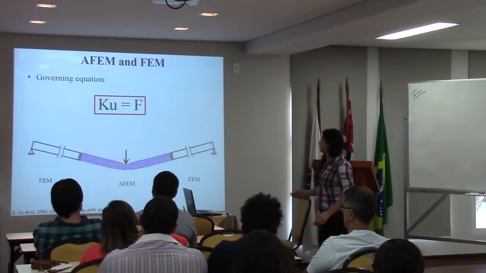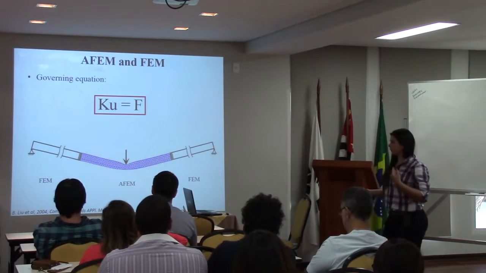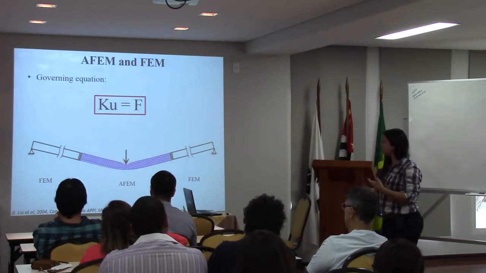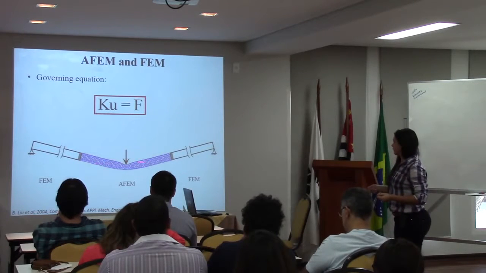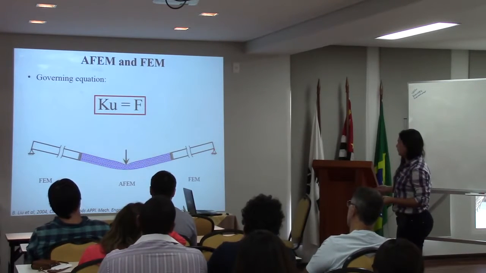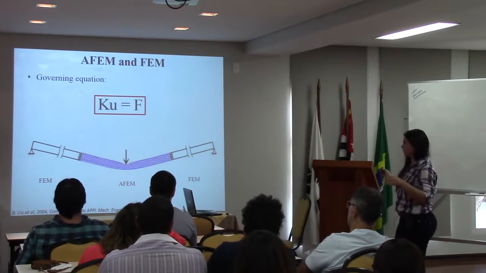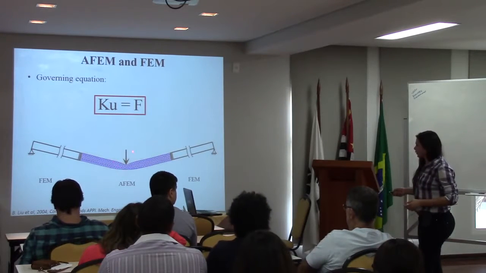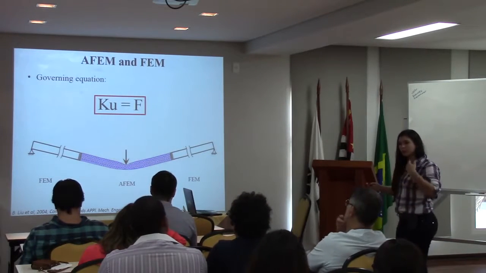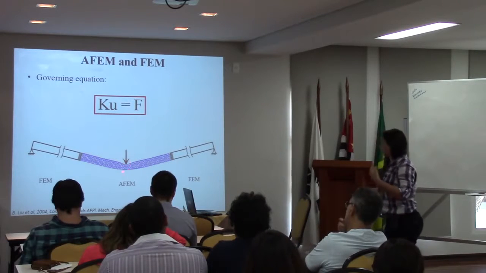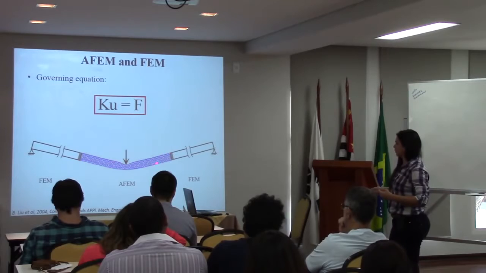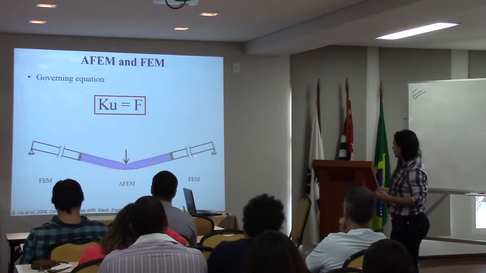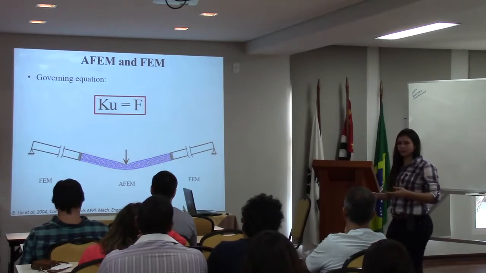Here, this example I took from this paper. What they are doing is considering this beam, fixing these two edges, and applying one external force here. What they did was apply atomic scale finite element on this part, and the finite element method on the other part.